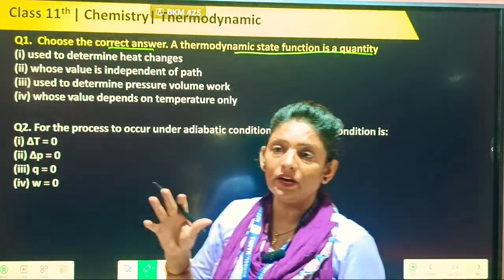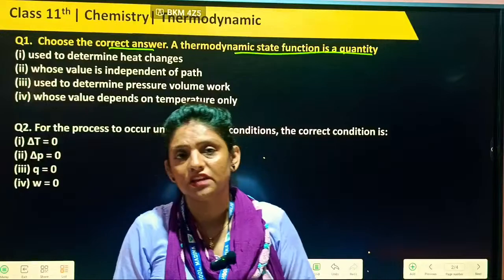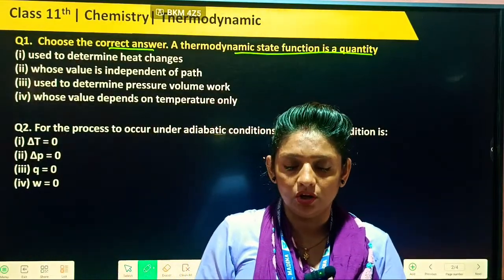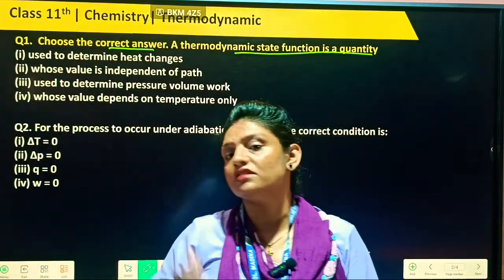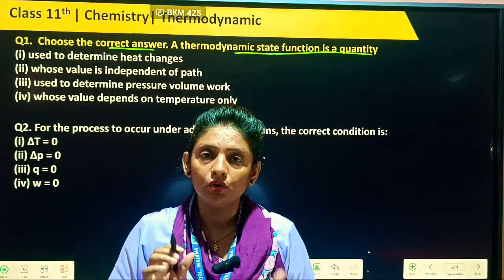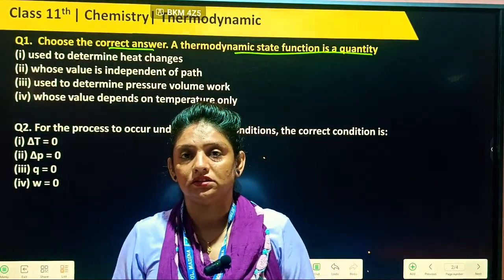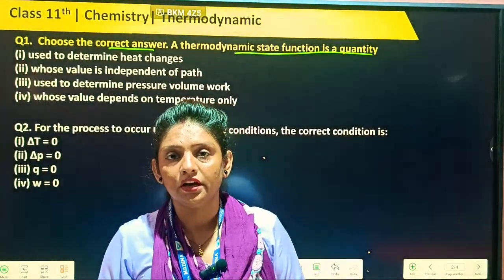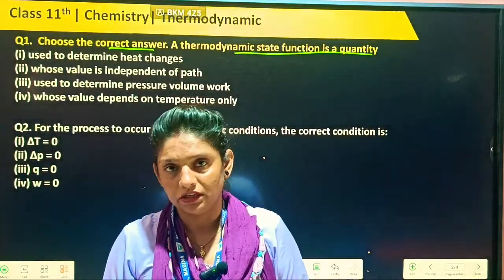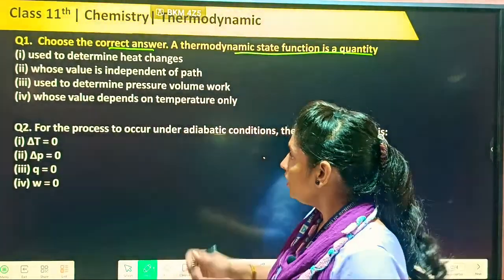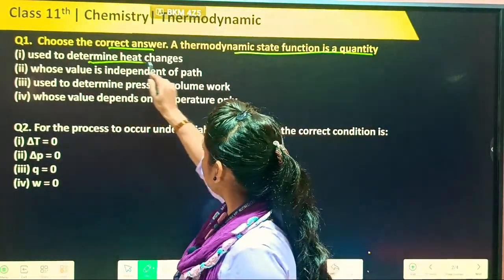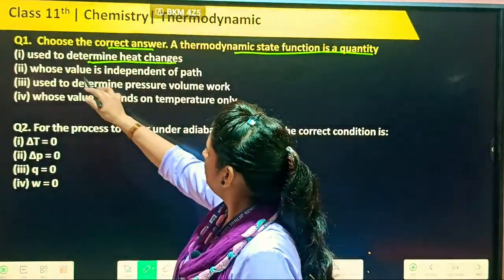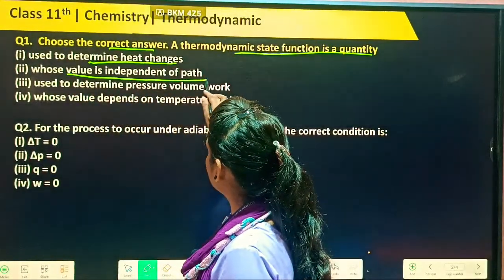Students, what do you mean by the state function? State function is that function which depends only on the initial state and final state of the system, but does not depend on the path followed by the system. Means it will be independent of the path. So let's see the options. Used to determine heat change? No. Whose value is independent of the path?